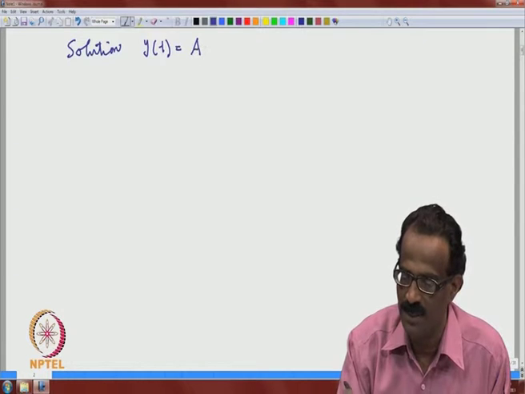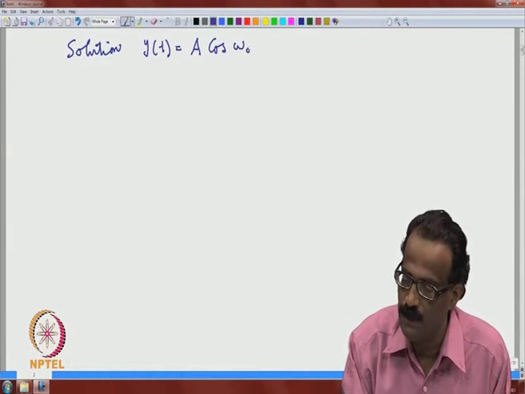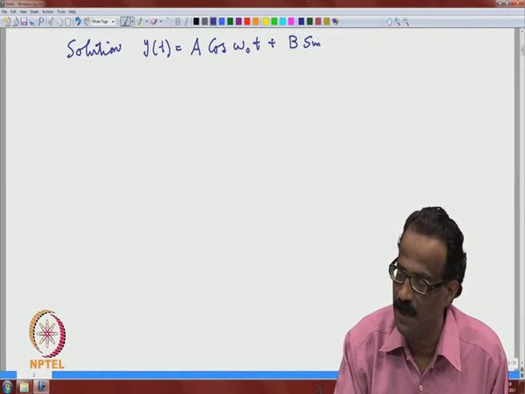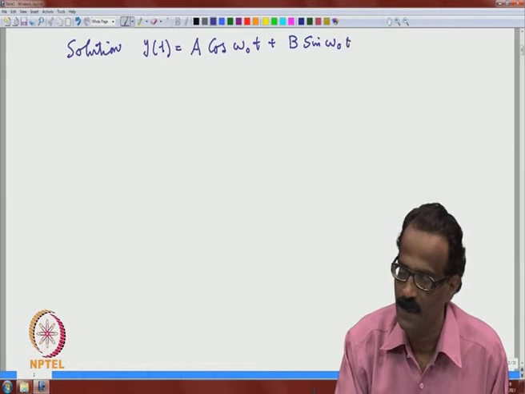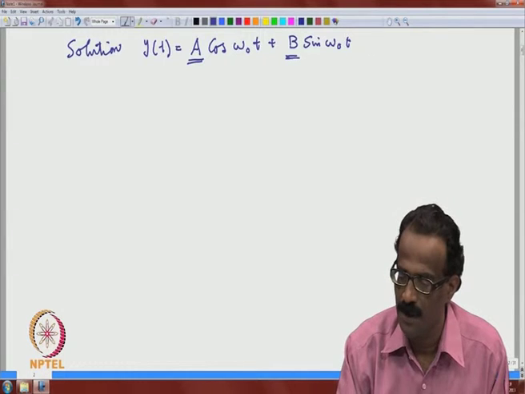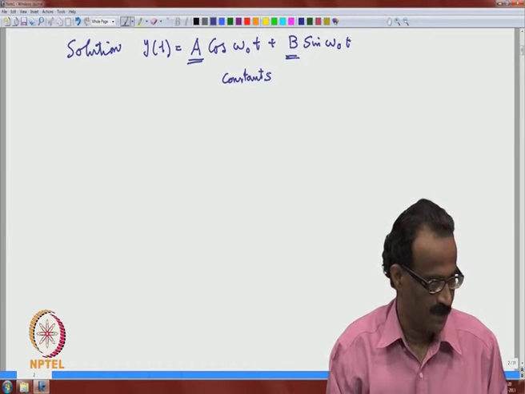So, second order equation, there will be 2 equations. The solution will be A cos omega naught t plus B sin omega naught t, where A and B are constants, arbitrary constants we call them. So, it is a general solution.